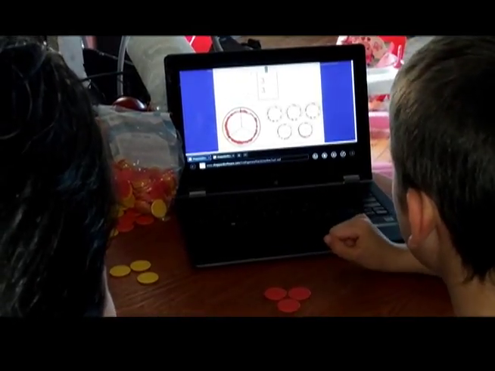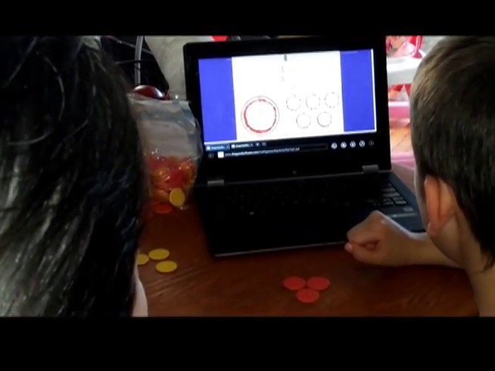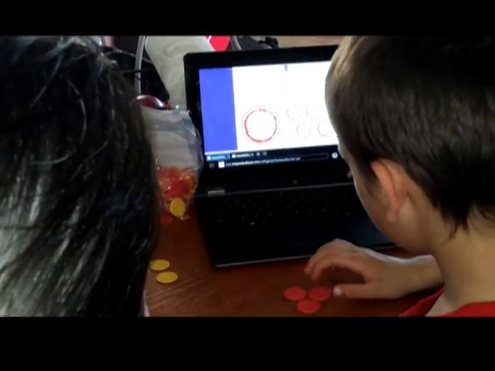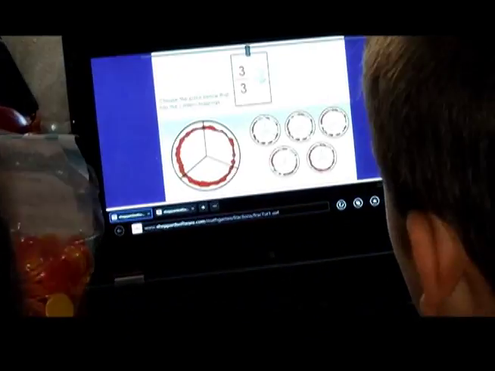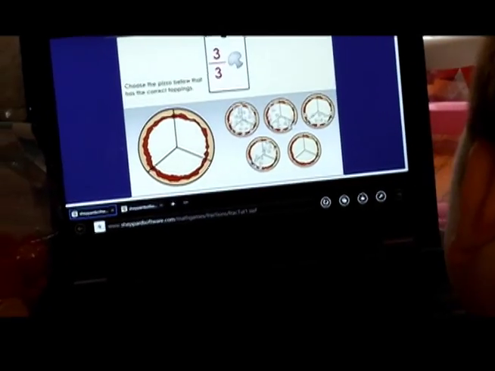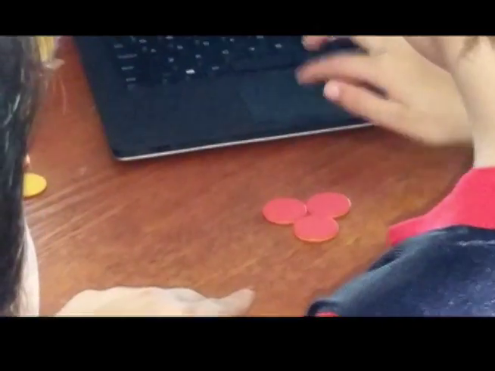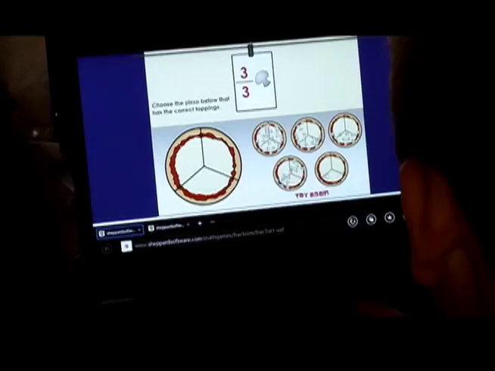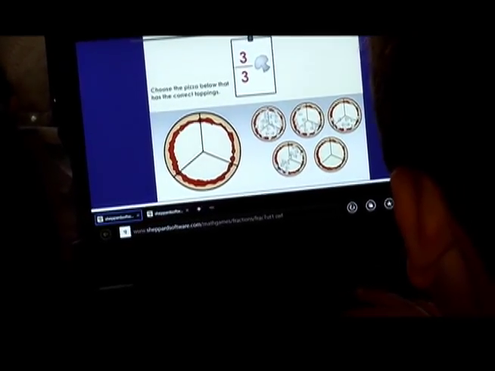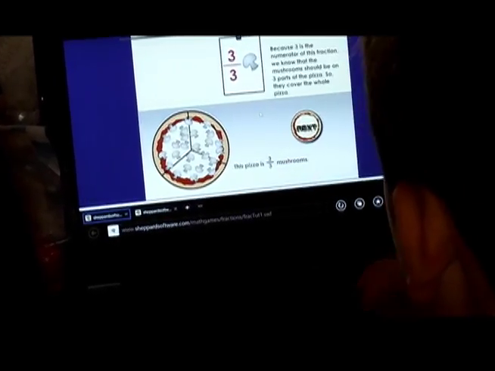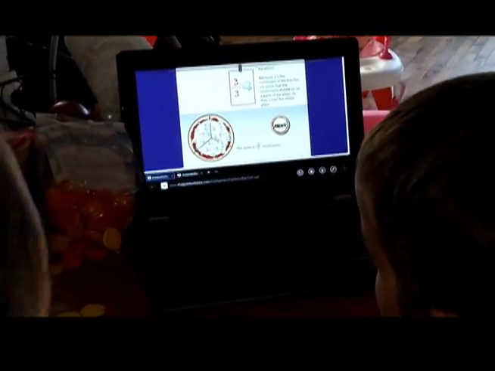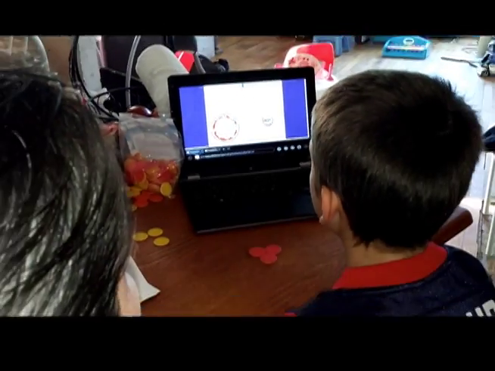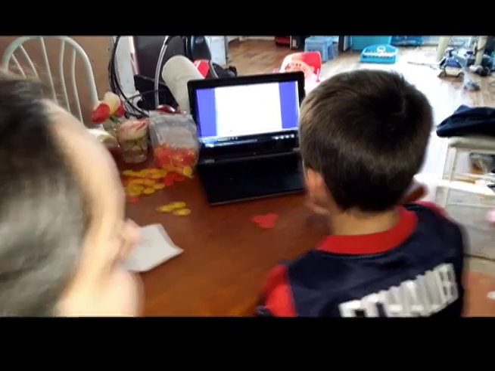Next, choose the pizza below that has the correct toppings. And which one do you think has the correct toppings? Okay, so we'll represent this as mushrooms. 3 equal parts that are all mushrooms. Try again. Excellent. Because 3 is the numerator of this fraction, we know that the mushroom should be on 3 parts of the pizza. So they cover the whole pizza. Stop it for a second.